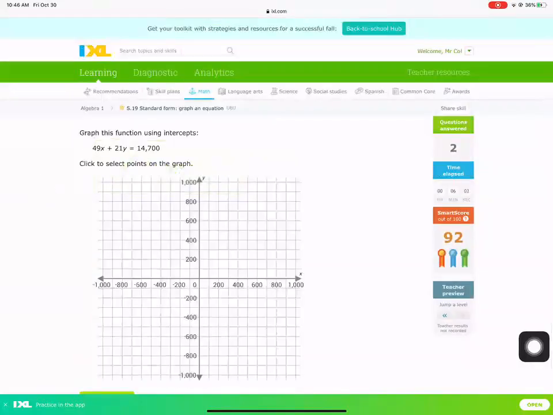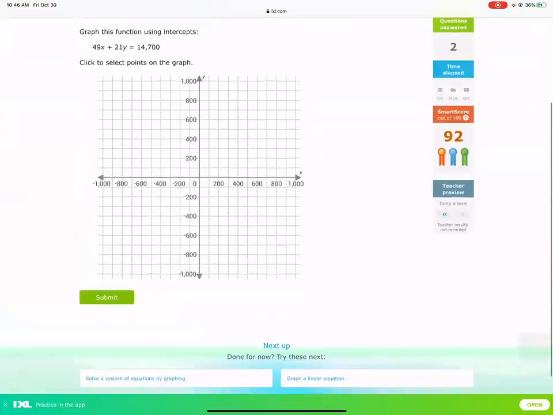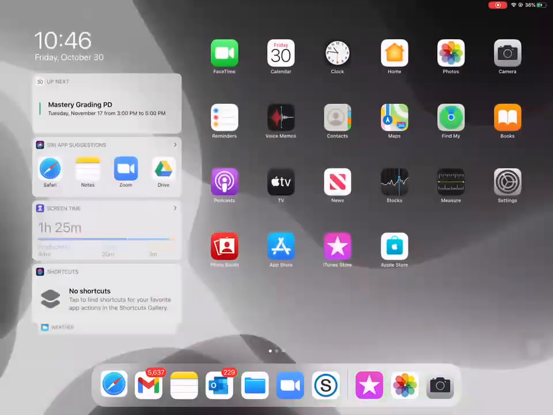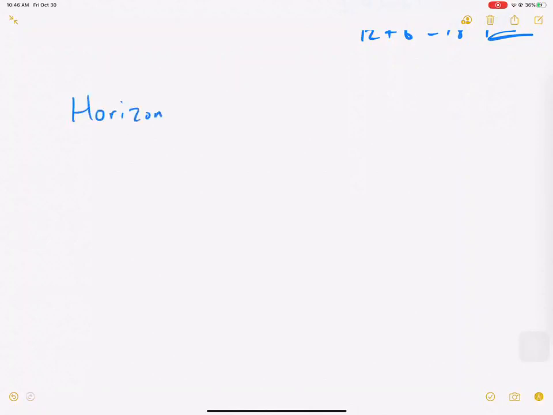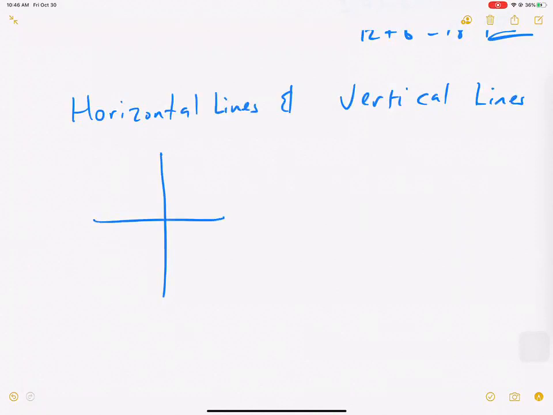All right, awesome. So we have one more thing to talk about today, and that is these special graphs. Let's go back to my notes. And our next thing, besides graphing in standard form, is graphing special graphs called horizontal and vertical lines. Horizontal lines and vertical lines. Now, these graphs look, so we have our x and y chart.